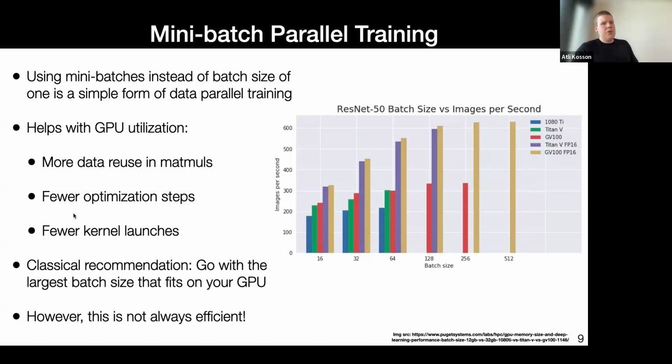But you'll also have fewer kernel launches, like I discussed before. So it's both the dimension of the matrices and just fewer operations overall, which is lower overhead. This is the classical recommendation that most people still give: just figure out the largest batch that fits on your GPU and use that. But this is actually not necessarily the optimal thing to do anymore.